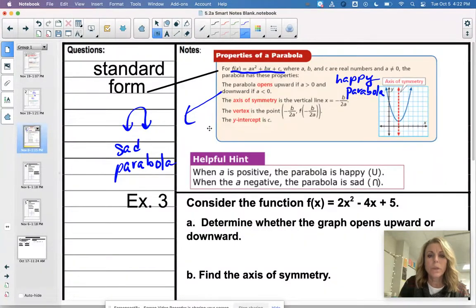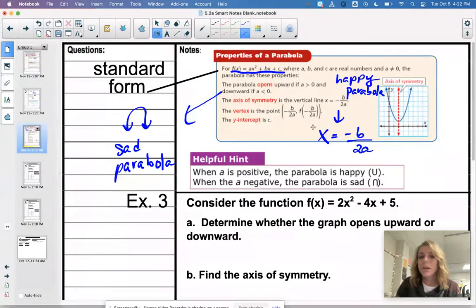The axis of symmetry is the vertical line again, but this time the formula for the axis of symmetry is x equals -b over 2a. We get the a, that's in front of the x squared, we get the b, that's in front of the x, and we calculate it. Again, the vertex, the x value of the vertex is right here, -b over 2a.